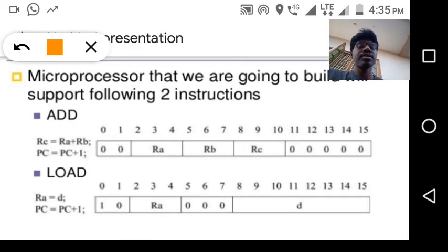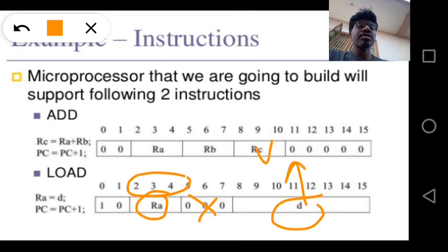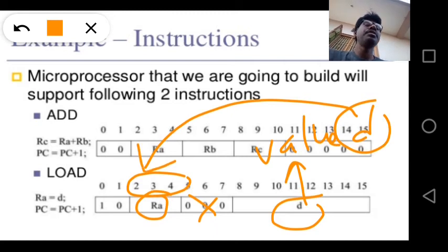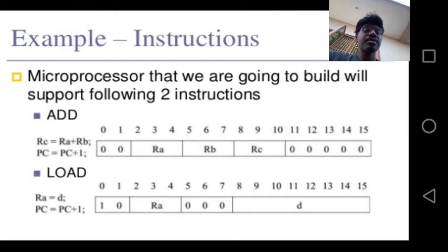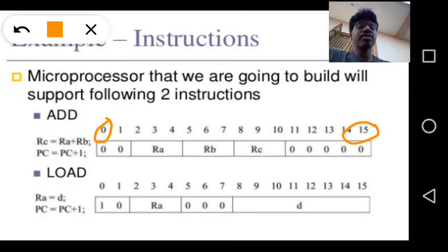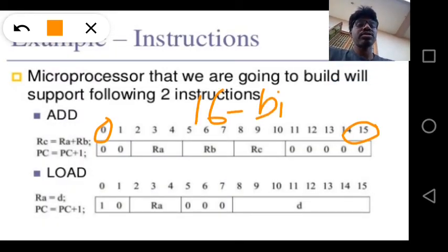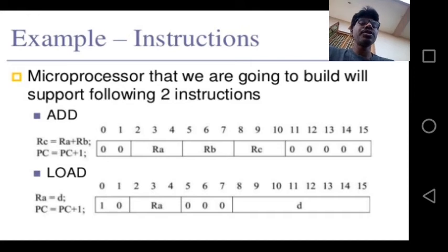Next, this represents RA. Since it doesn't have any second operand, it is 0 0, and here is the value D that has to be loaded into the RA register. So these are the two instructions of a microprocessor. In total, if you take 0 to 15, that is 16 bits per instruction.